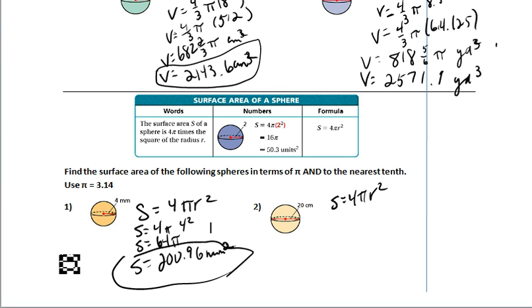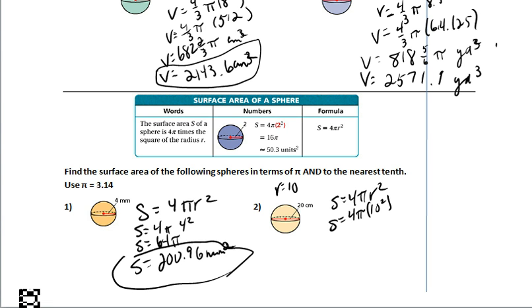Let's move on to example 2. We use the same formula here. So surface area equals 4 pi times the radius squared. Here we're given the diameter, so as I've said before, make sure anytime you're given the diameter, you just quickly change it to a radius, so we cut it in half. And now we can do our formula with this radius.